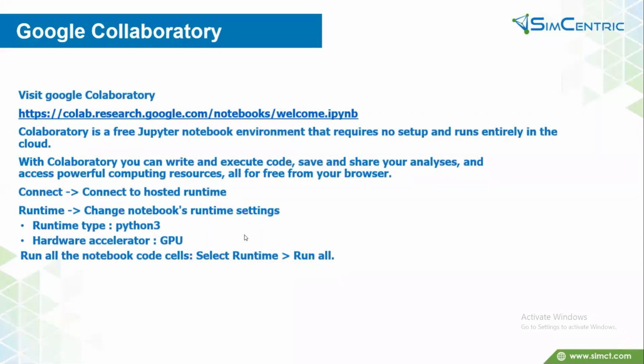Before using a Google Colaboratory IPython notebook, you have to set some configurations like this. I will show you how to set them. As you can see, you first have to connect to a runtime. It can be the hosted runtime in the cloud, or the local runtime on your system. In the examples that we use in this webinar, I'm going to use the hosted runtime because I'm using the GPU. Then you have to change the notebook's runtime settings: select the runtime type as Python 3, and you can use GPU as the hardware accelerator. If you want to run all the notebook code cells, you can select Runtime and Run all.